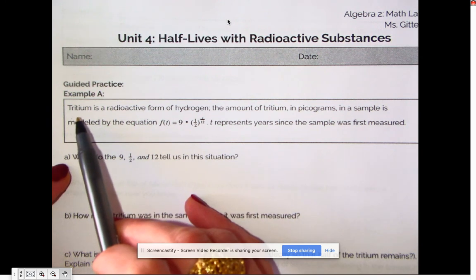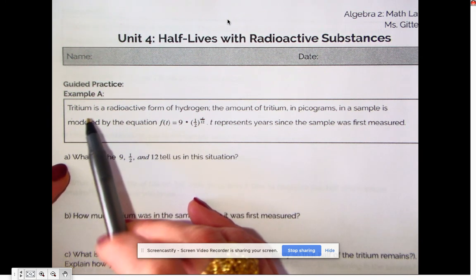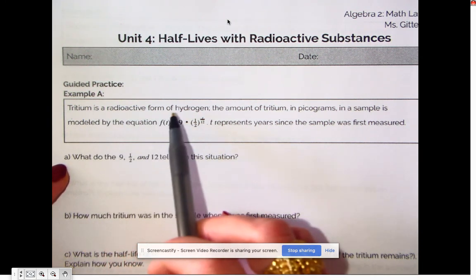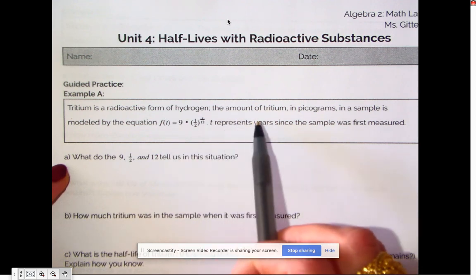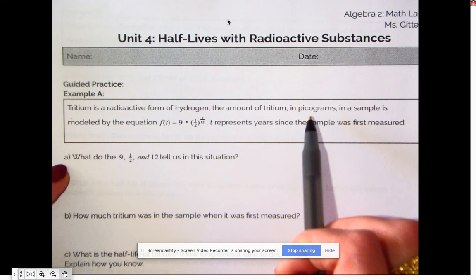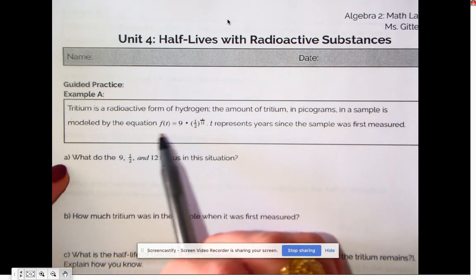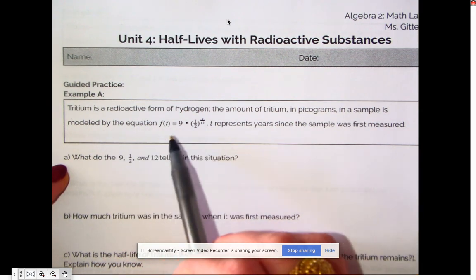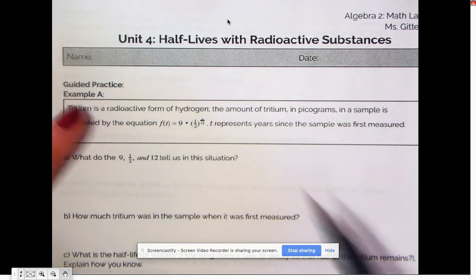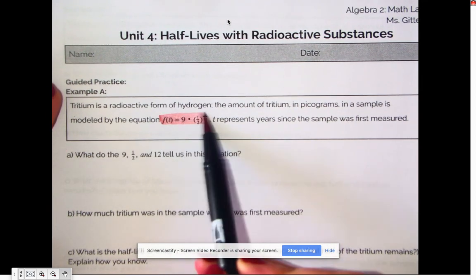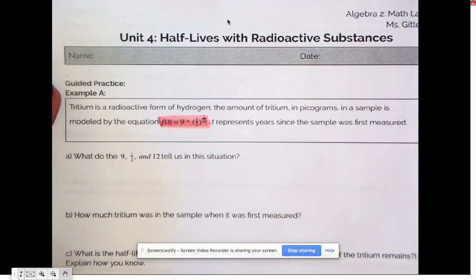So it says tritium, whatever that is, a radioactive form of hydrogen, okay? It says the amount of tritium in picograms in a sample is modeled by the equation f of t equals 9 times 1/2 to the power of t over 12. Okay, equations are always important. So I'm going to highlight that equation. Definitely going to be needing it.